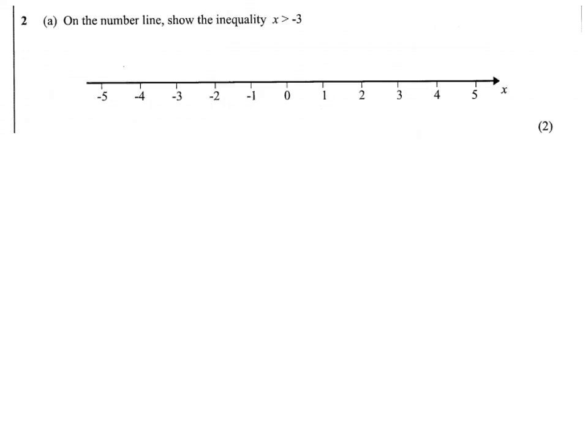Here we are showing the inequality x is greater than -3. First thing, locate -3 on the number line, put a circle above it. We're not going to colour the circle in because it is greater than, not greater than or equal to. We want to go above this, so we draw the arrow going up that way.